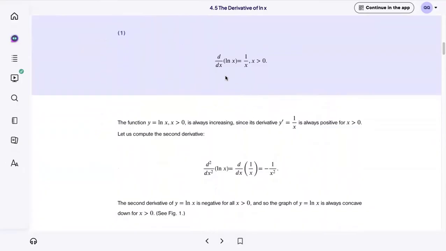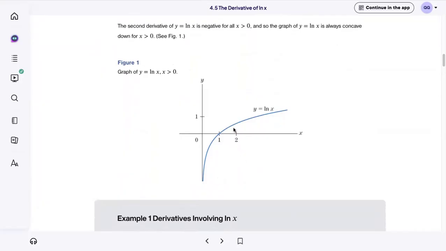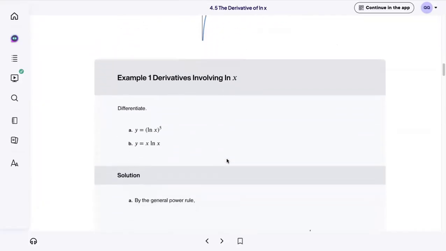That's very interesting, right? The derivative of a logarithmic function, the rate of change of a logarithmic function, becomes a rational function. And if we keep taking the second derivative, that's the derivative of 1 over x, which is negative 1 over x squared. We know this rational function family already. So this is a graph of ln x.